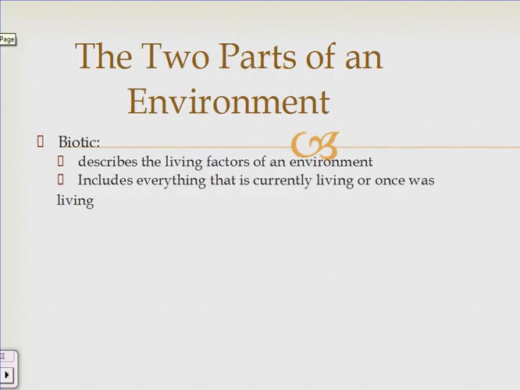There are two parts of an environment. The first part of the environment is what is called biotic. Biotic is everything that is alive in the environment. This includes everything that is currently living or once was living. So it includes the tree that is growing in your backyard, and if you have a tree that is down in the backyard, it includes that as well because it once was alive.